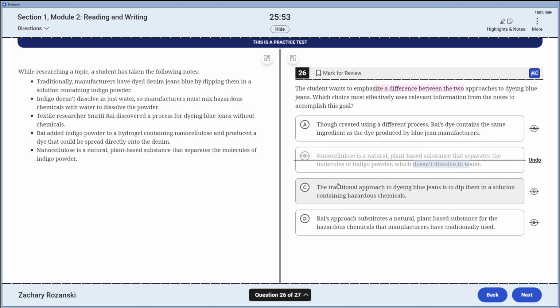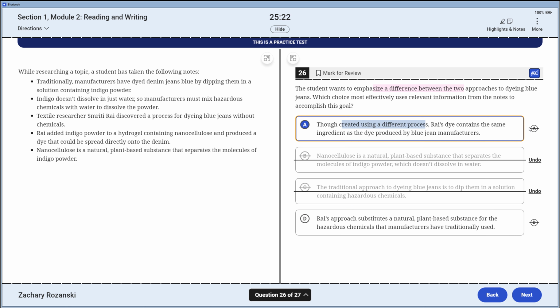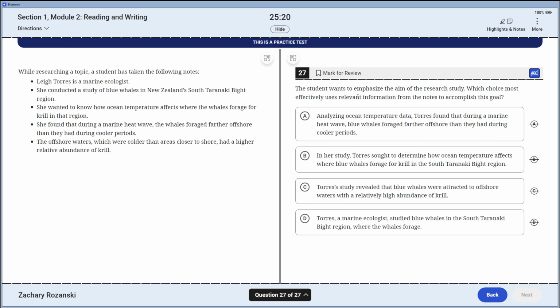The traditional approach to dyeing blue jeans is to dip them in a solution containing, that gives me just one thing. I don't know about the other side. His approach substitutes a natural plant-based substance for the hazardous. This seems to give a difference between the two approaches. Let's make sure it's true. Without chemicals, absolutely. Plant-based, it's all true. For the hazardous, yeah, they use, I would imagine they're throwing shade. This helps me inform there. So this doesn't really state a difference. It's not emphasizing anything. In fact, it seems to be focusing on similarity. I'll pick it and move on.